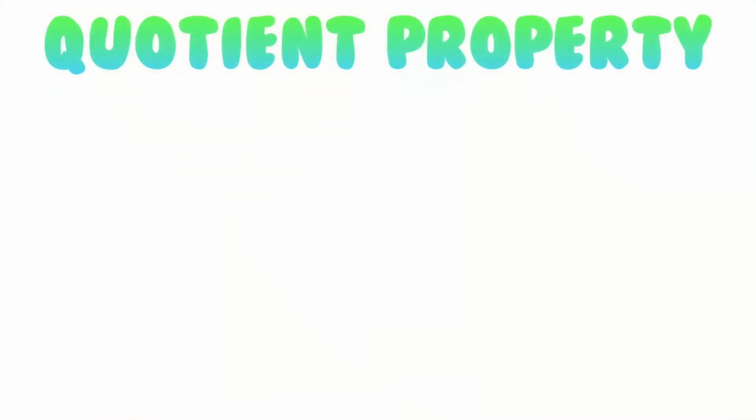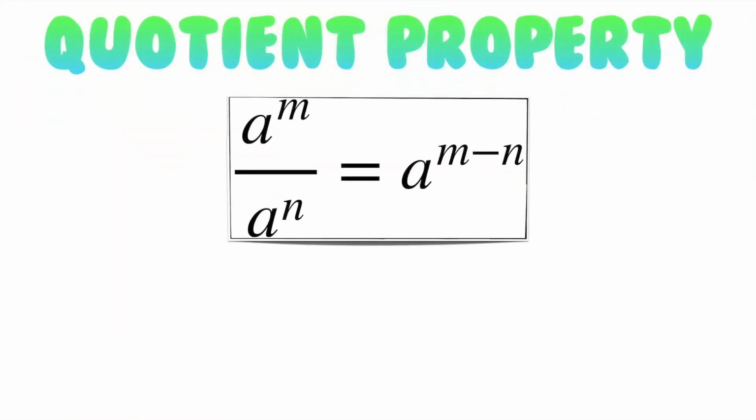Next is the quotient property. And the quotient property is sort of like the product property. It's when you have a number to the power of something divided by that same number to the power of something else, and you get the number to the power of the exponent in the numerator minus the exponent in the denominator. So if you have 4 to the power of 9 over 4 to the power of 5, 9 minus 5 is 4, so you get 4 to the power of 4.